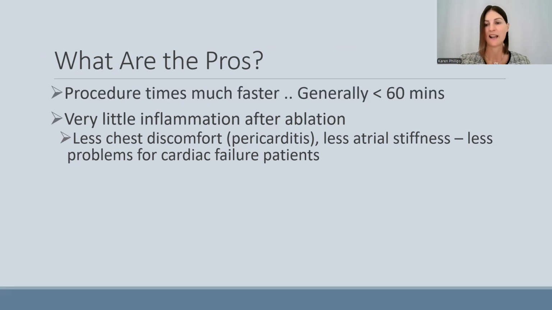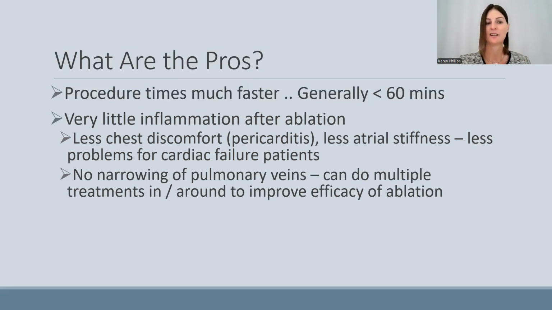So occasionally we could see problems with cardiac failure patients, that the acute effect of the ablation, the stiffness of the tissue, led to increased cardiac filling pressures and sometimes basically an exacerbation of their cardiac failure situation that required diuresis to reduce pressures and fluid overload at the time.